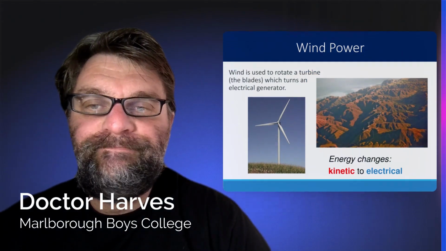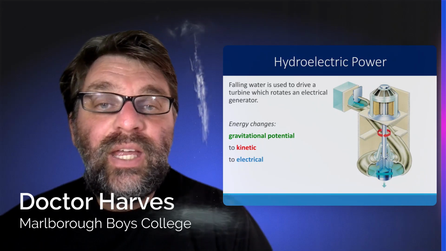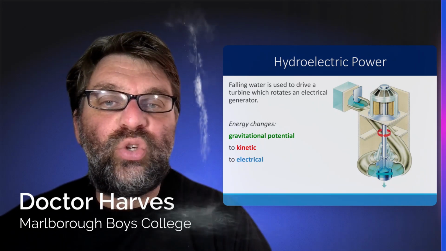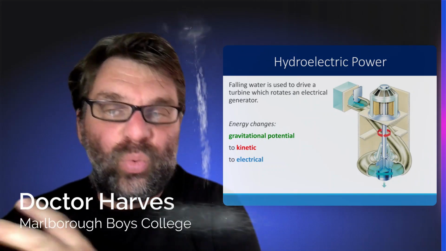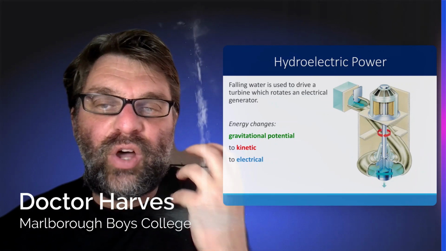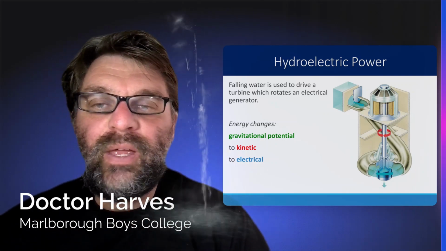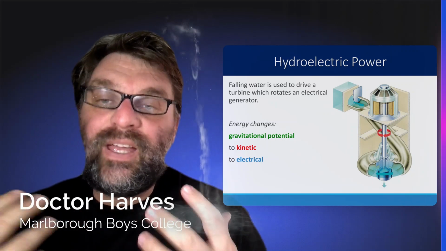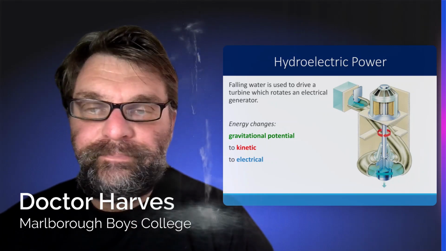That's the energy change. In terms of hydroelectric power, which is quite common in the South Island, what happens there is the gravitational potential energy of the falling water is used to drive a turbine, which then rotates an electrical generator as the water moves through, kinetic energy. So you've got the gravitational potential energy of the height of the water. Then as it goes through the dam, that's then transferred into kinetic energy, which is then transferred via a generator into electrical energy via that turbine.